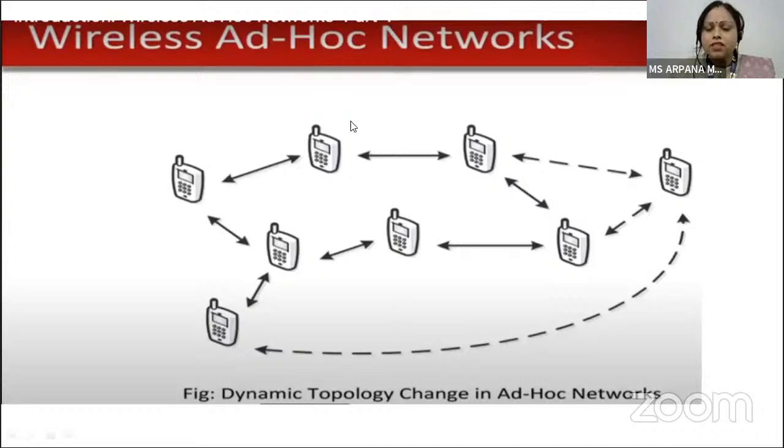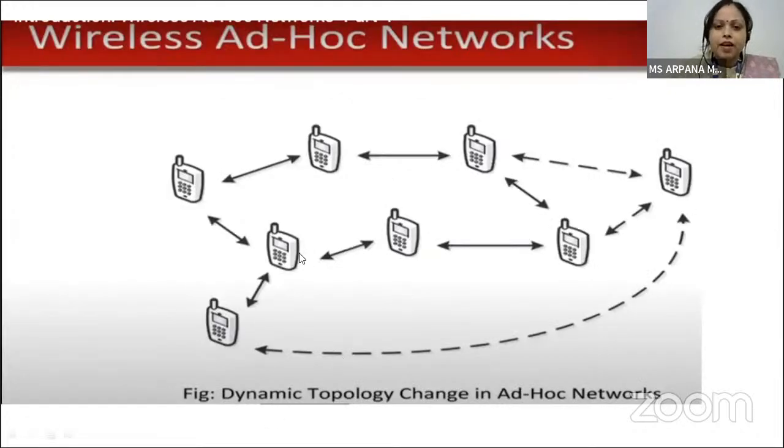Now we can see here the wireless ad hoc networks diagram. There is no base station or access point with which all the access points should communicate. At any time, these access points can communicate with each other. This topology is known as dynamic topology change in ad hoc networks. One access point can communicate with another, all the access points communicate with each other, and there is no central control on this ad hoc network.